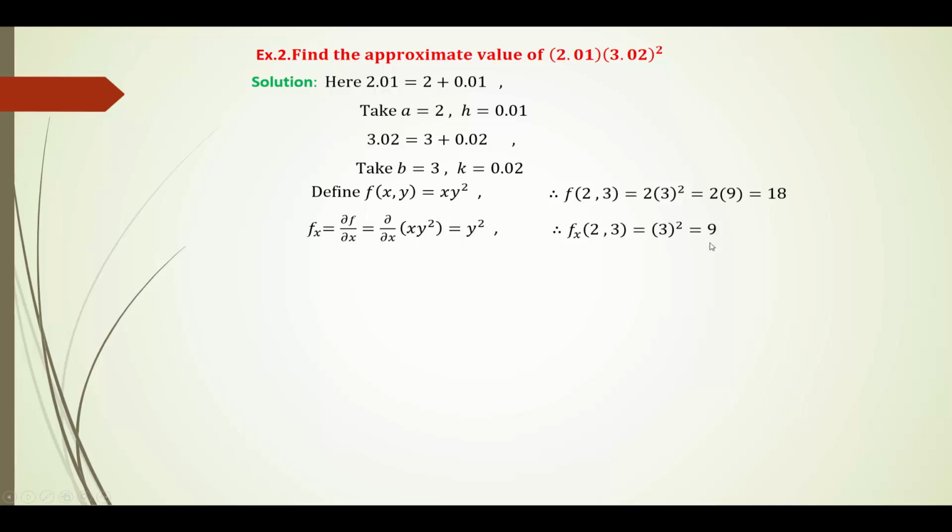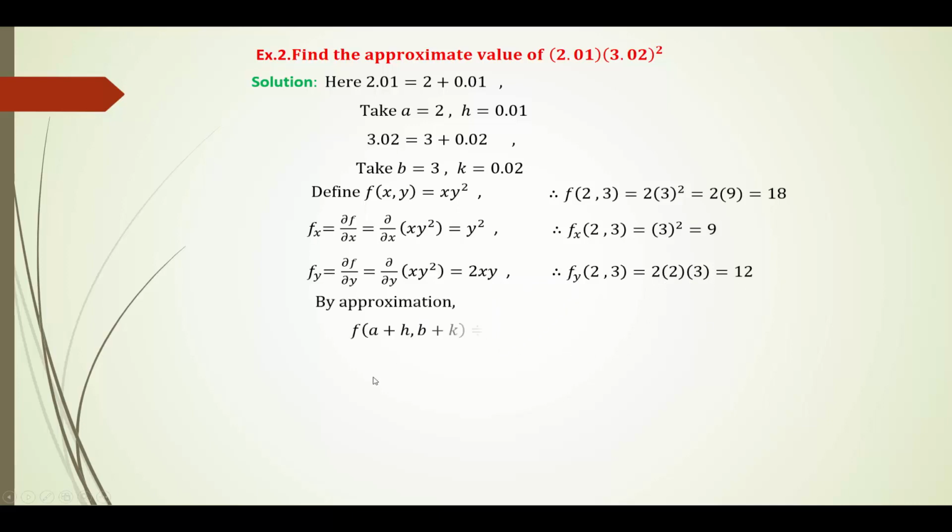Similarly, find out fy. Fy means partial derivative of f with respect to y. So del by del y of function f, which is x y square. Its derivative with respect to y: x is a constant and derivative of y square is 2y, so we get 2xy. Then find out fy at point 2 3. Fy 2 3: put x is 2 and y is 3. So 2 into 2 into 3. 2 2s are 4, 4 3s are 12, is equal to 12.